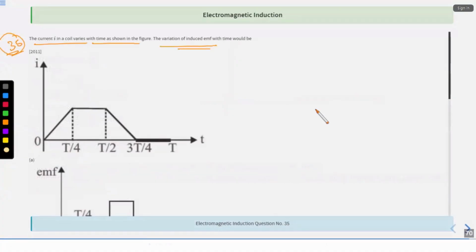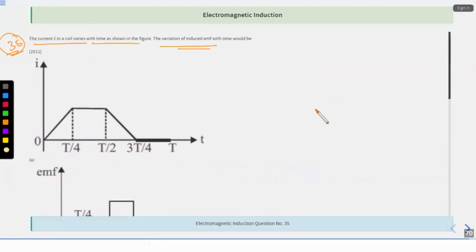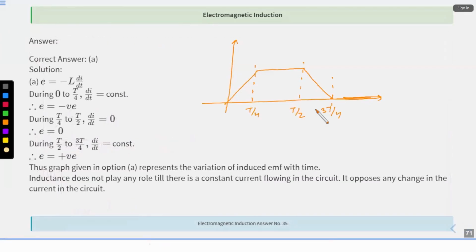Okay, it's going like this, then this, and then like this. Cool. So this point is t by 4. This point is t by 2. This point is 3t by 4. Okay, and this point is t. Okay, and this is between current and time.